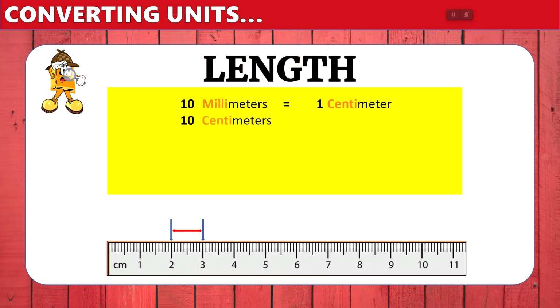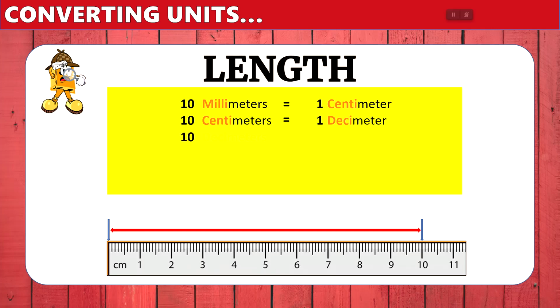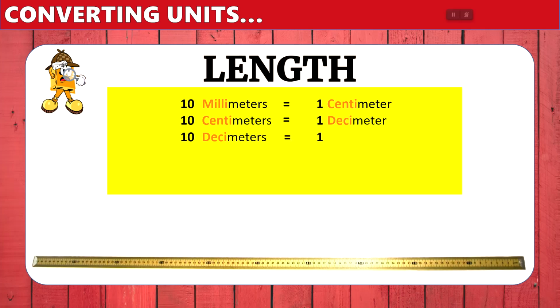When we put 10 centimeters together, 10 centimeters is equal to 1 decimeter. And here's the distance between 0 and 10 centimeters. That distance there is a decimeter. We don't use it very often, but it exists. And now if we put 10 decimeters together, end to end, that would give us one of these that you've seen in your classroom probably. It's called a meter stick. So 10 decimeters is 1 meter.